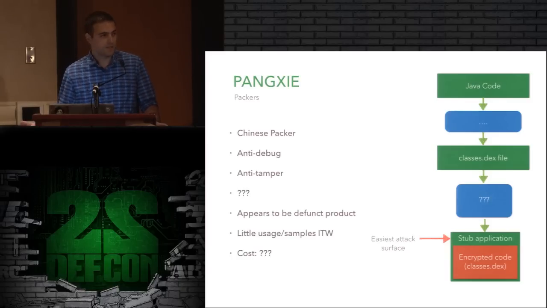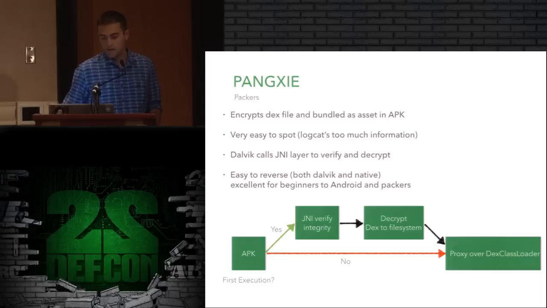The cost, I'm really not sure. I can't find a website for this. My Chinese is really not that great. So if you guys see one, let me know. Maybe nobody else can find the website, and that's why nobody's using it. And this just follows the normal pattern where they're giving you a stub application that has the encrypted Dex file. I'm not sure if you were uploading it to a cloud service, because again, I can't find their actual site for any of this stuff.